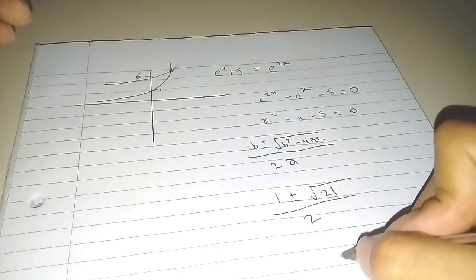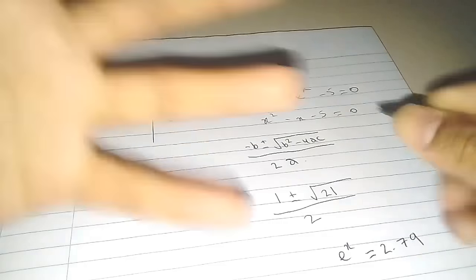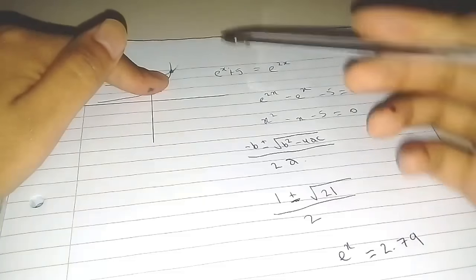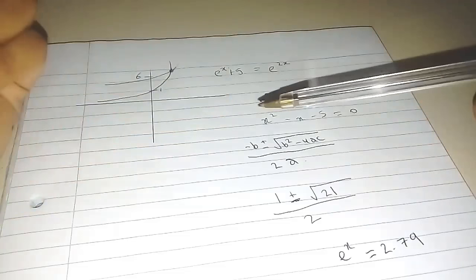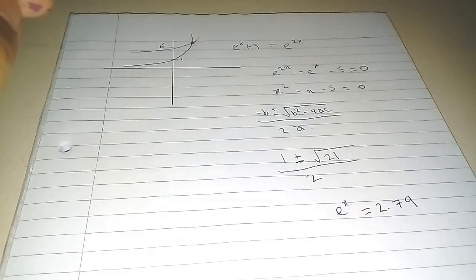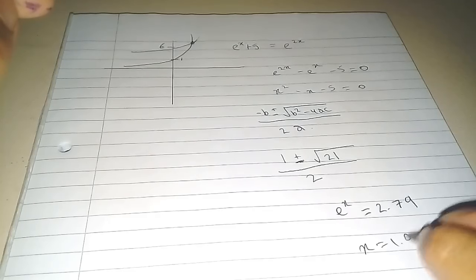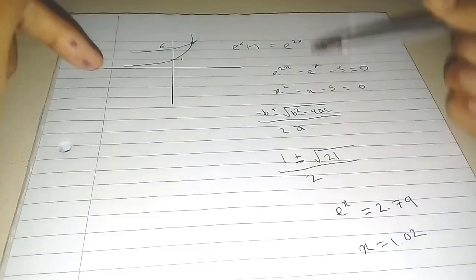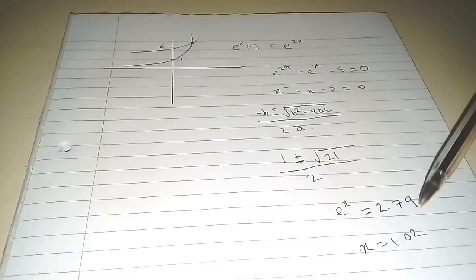And this gives us e to the x is equal to 2.79. There's also a negative value, but you can already see that the point of intersection is in the positive region, so we're just going to look at that value for now. And then applying natural logs, you end up with x equals 1.02. And if I look on the actual Desmos graph on my device, then you'll notice that that's the correct answer.